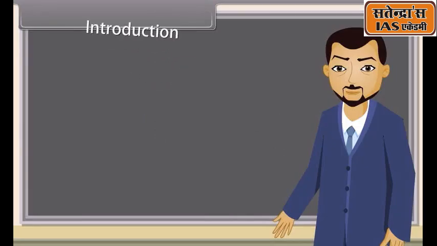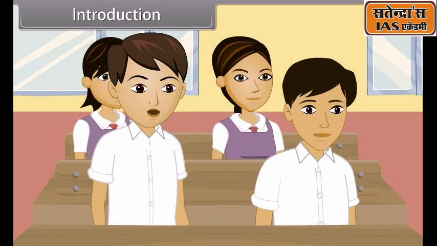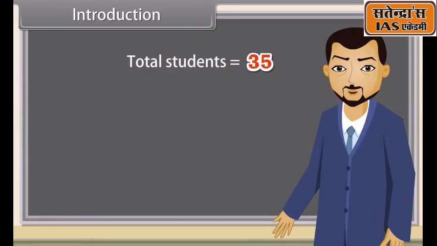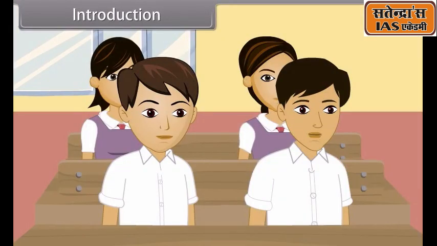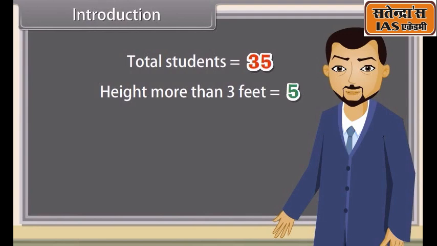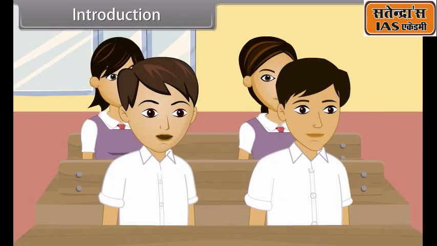Introduction. How many students are there in the class? Sir, 35. How many students have height more than 3 feet? There are 5 students. And how many girls are here? Oh, there are many girls.